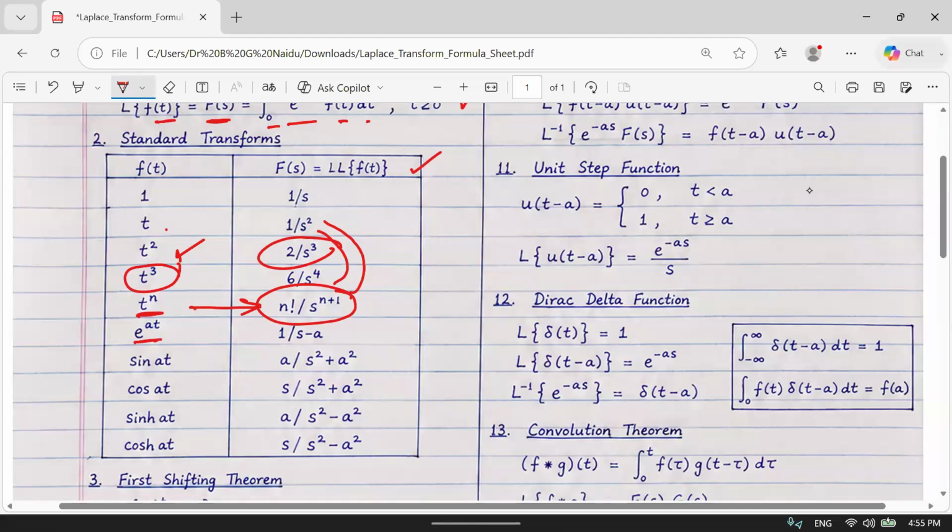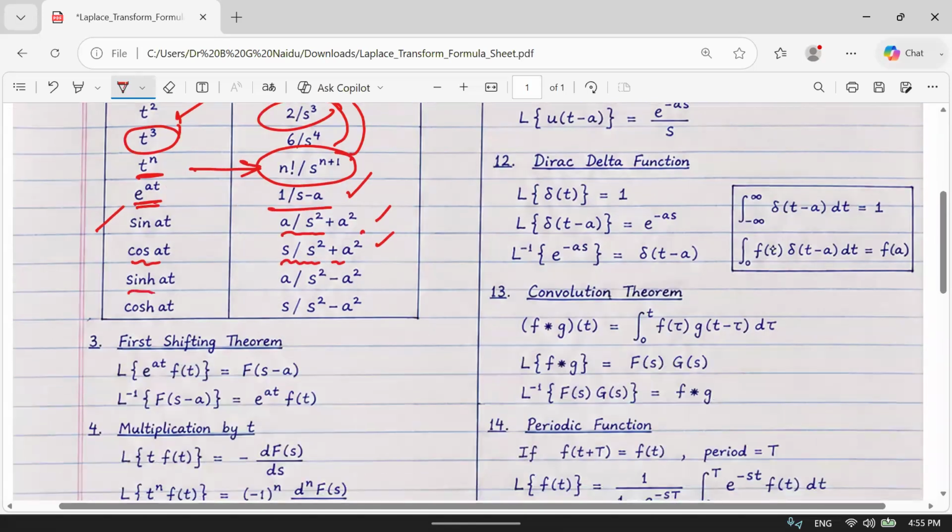Then, if you multiply f of t with e to the power a t, we will get 1 by s minus a. Similarly, sin a t gives a by s square plus a square, and cos a t gives s by s square plus a square. Similarly, the hyperbolic functions are the same, only here in this case the minus sign will come. So sinh a t gives a by s square minus a square, and cosh a t gives s by s square minus a square.